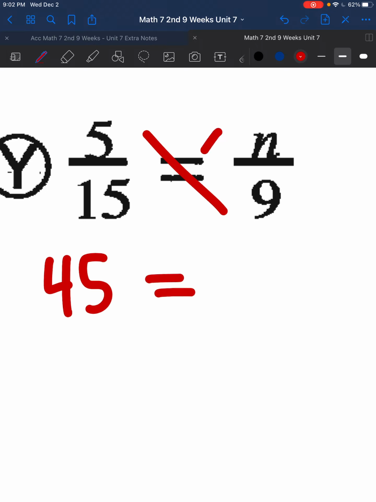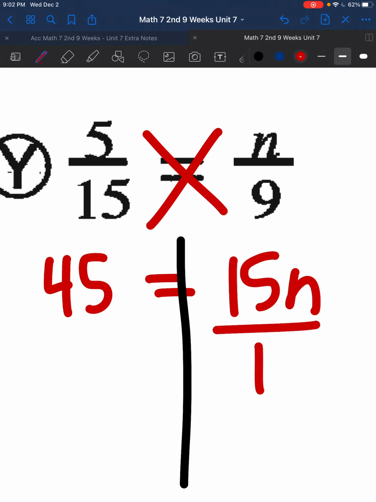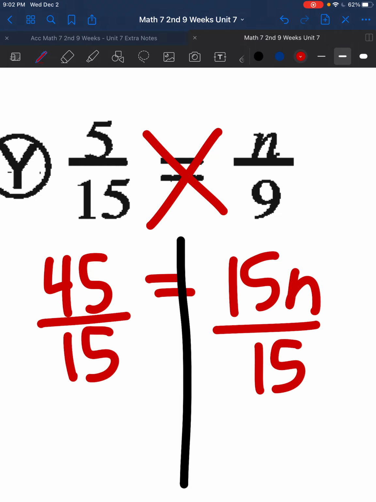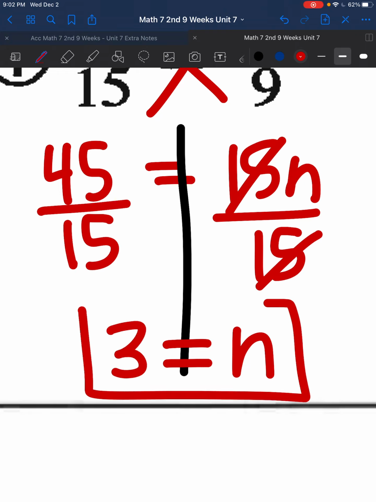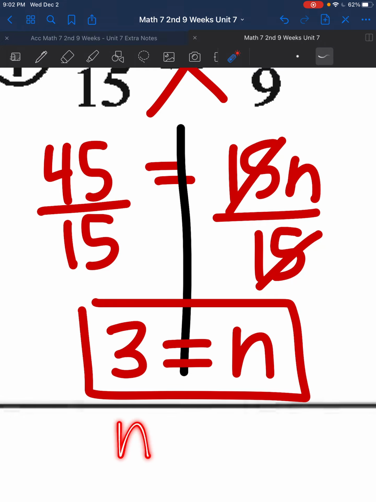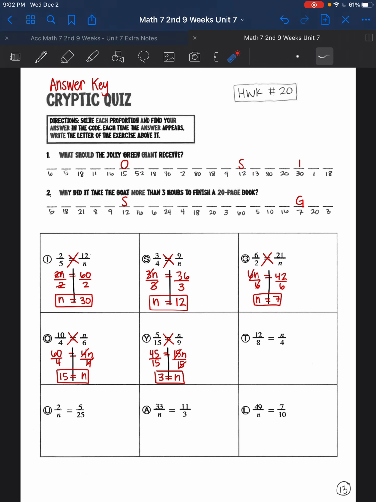I have 5 over 15 equals n over 9. So I'm going to multiply 5 times 9 together. That gives me 45. And set that equal to 15 times n, which is 15n. Now to get that n by itself, I'm going to undo that multiplication. So I divide by 15 on both sides of my equal sign. My 15's cancel out, and n is by itself. And 45 divided by 15 is 3. So 3 equals n, or keep in mind, you could write that as n equals 3. That's the same thing. Okay, so every time I see a 3, I'm going to write Y.